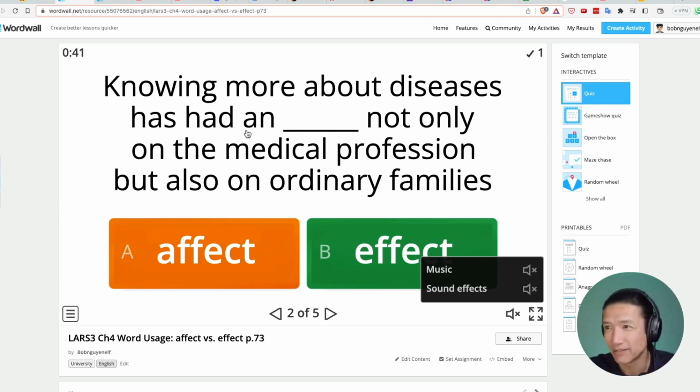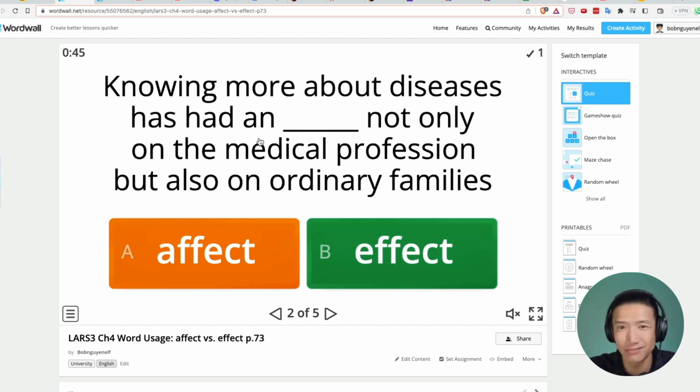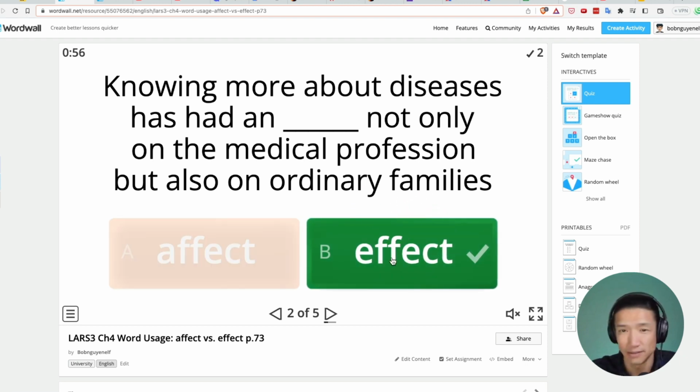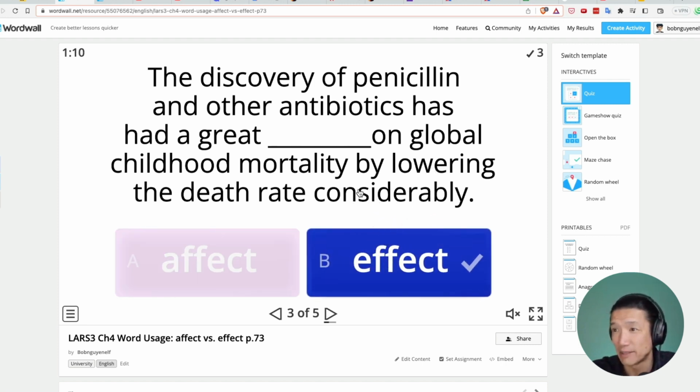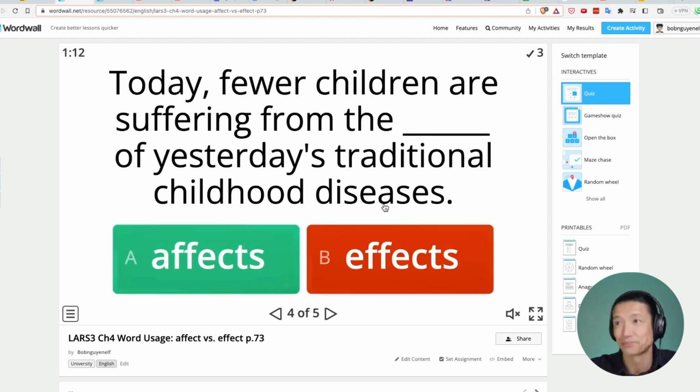Okay, so here we have the article. What do we need instead of the article or after an article? Usually a noun. As, not only on the medical professionals, but also on ordinary families. Effect. Okay. Whenever you see the clues, when you see an adjective next to it, discovery of penicillin and other antibiotics has had a great effect on global childhood mortality by lowering the death rate considerably.